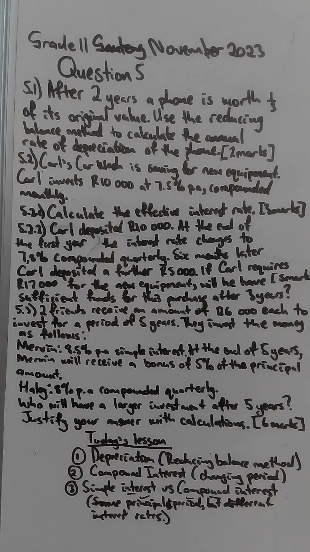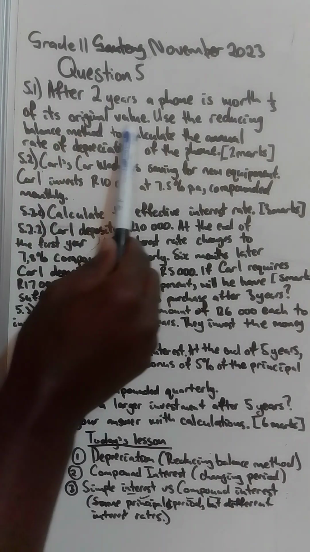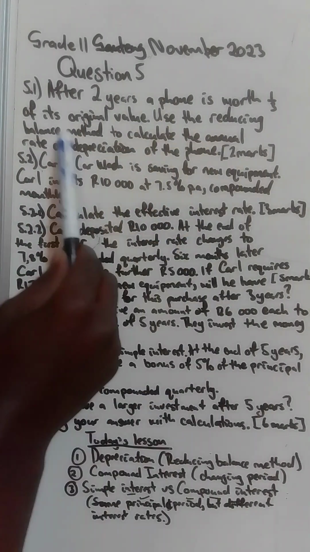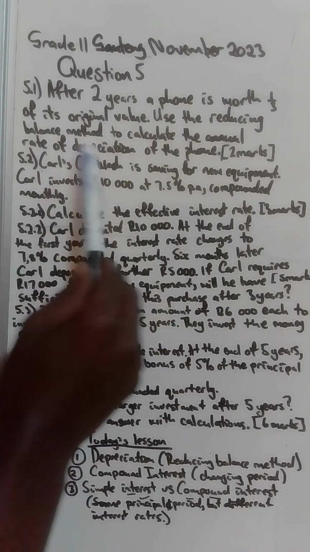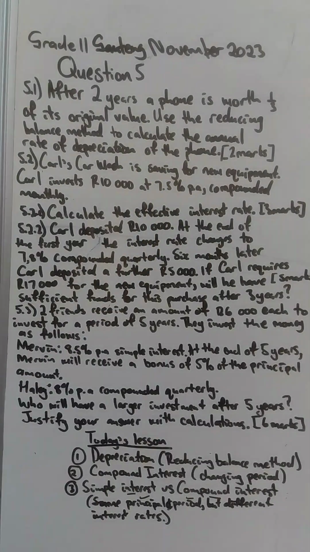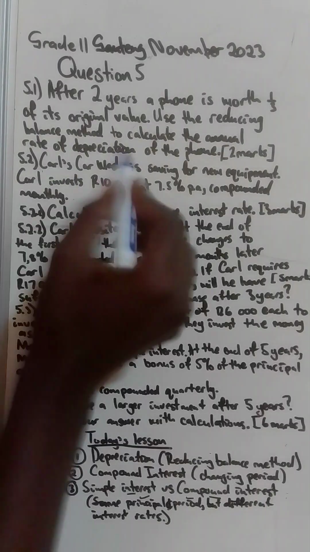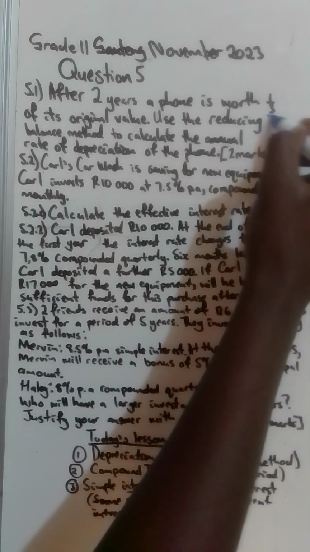Let's begin now. 5.1, we're told that after 2 years a phone is worth a third of its original value. Use the reducing balance method to calculate the annual rate of depreciation of the phone. So observe, we are not given any particular amount, but what are the key things that we need to observe here? We are told that after 2 years, the phone is going to be worth a third.